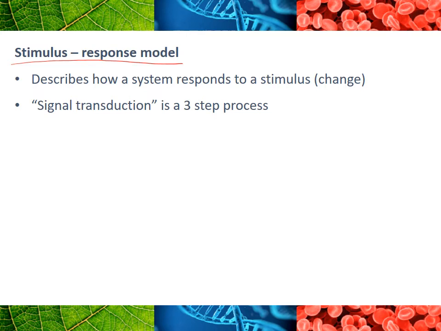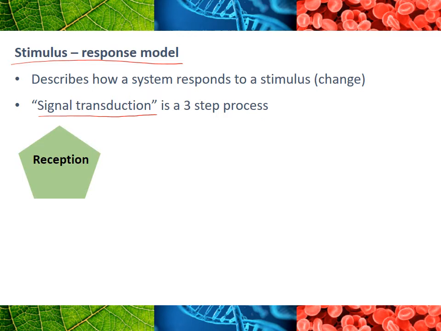And this model describes how a system responds to a stimulus. This might ring a bell from something we looked at last year, when you've looked at things like the nervous system. But we're looking at it at a cell level now, and we call this signal transduction. So you need to have this written down. Signal transduction is a 3-step process.